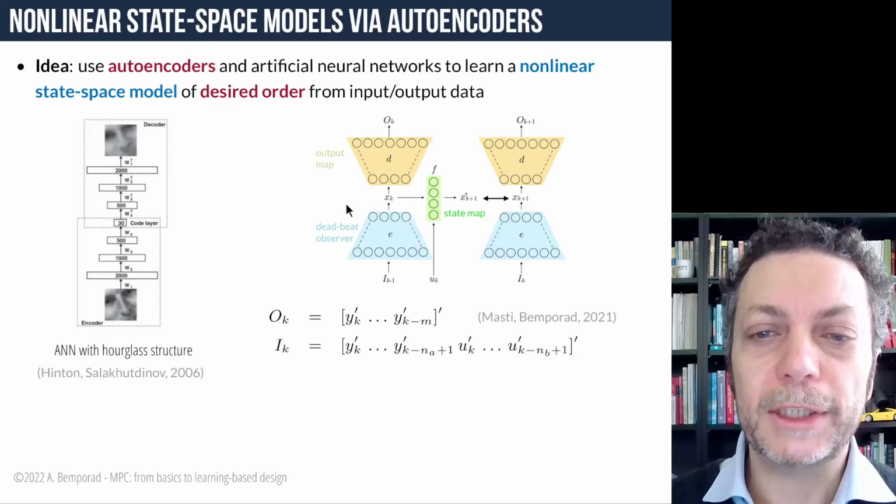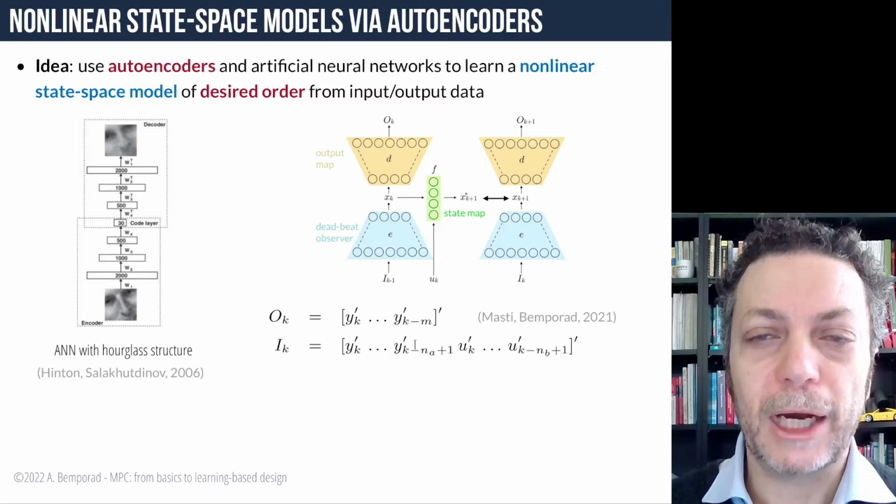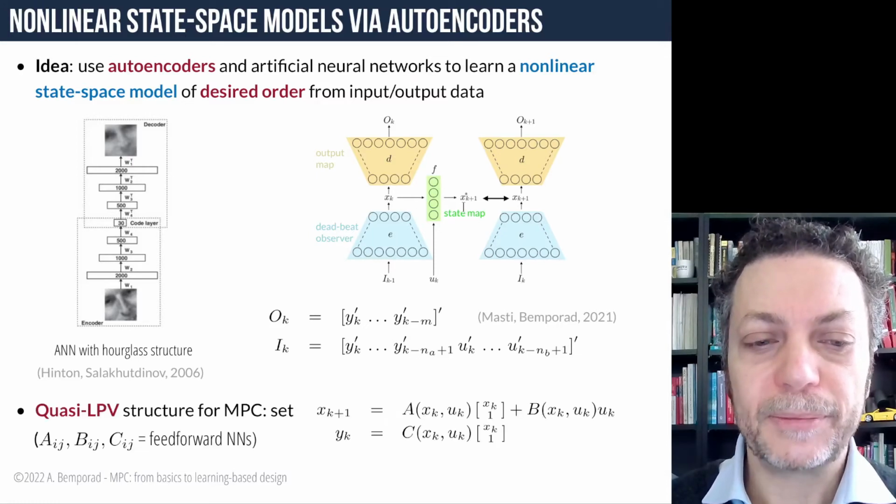And what you do is train the entire combination. So a copy, this will be a network with the same parameters. So you have a set of parameters for the autoencoder and a set of parameters for the state update function that you train from an input-output data set to build a state space model from data.